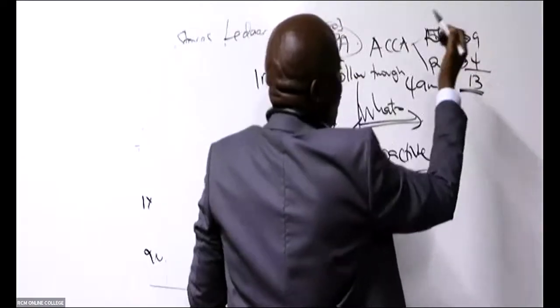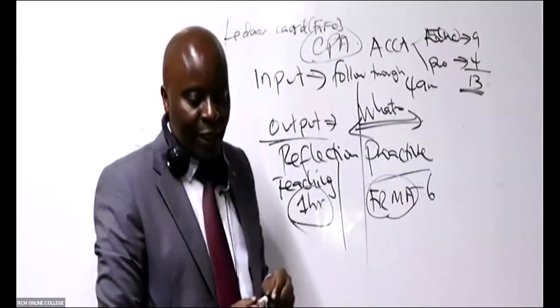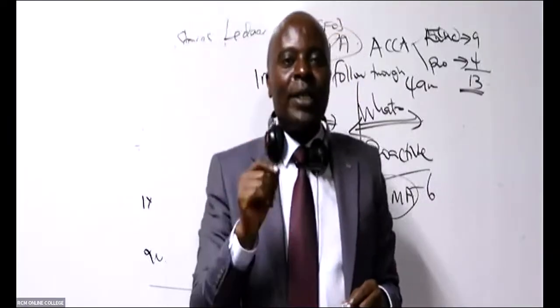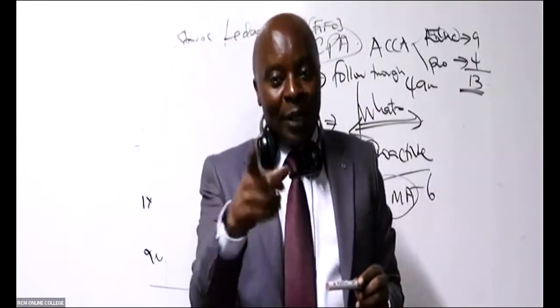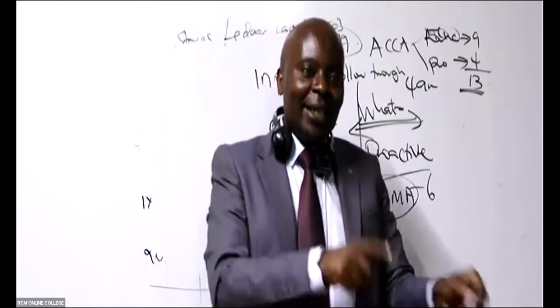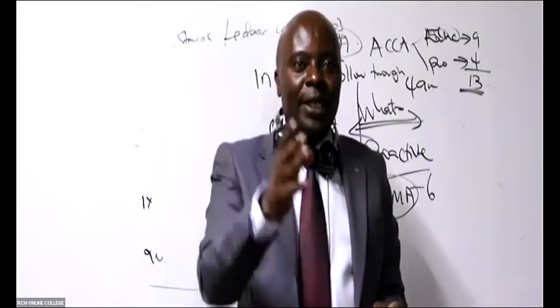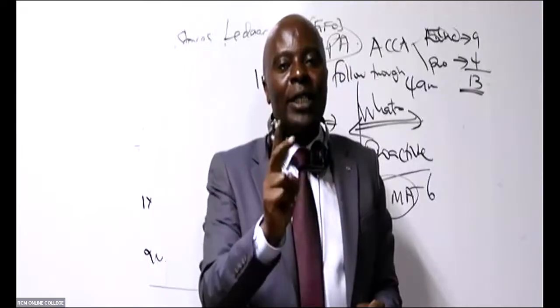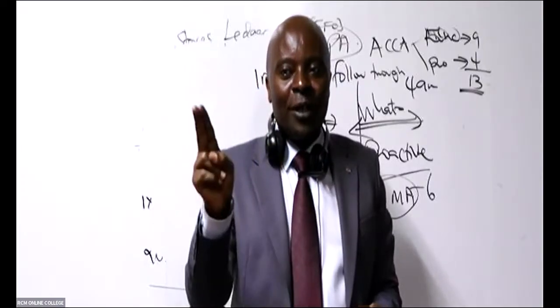So for ACCA, for you to qualify, you need to do how many papers? 13. Once you finish 13, and this is why I love ACCA myself a lot. But I also made the same mistake you guys made. I also started with CPA, and then I did ACCA later. But if you do ACCA directly, once you finish those 13 papers, you'll walk to KASNEB and only do how many papers? 2. You are a CPA.